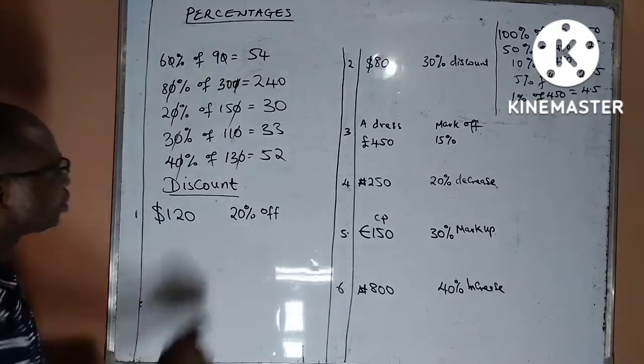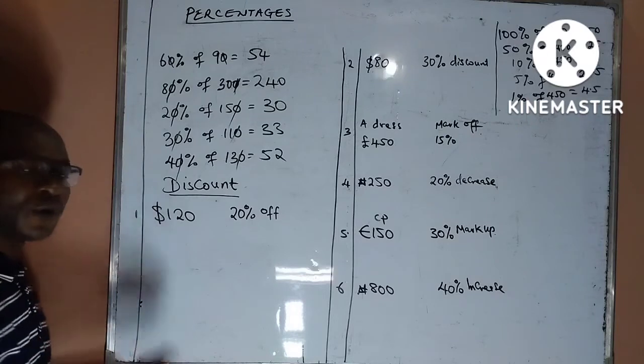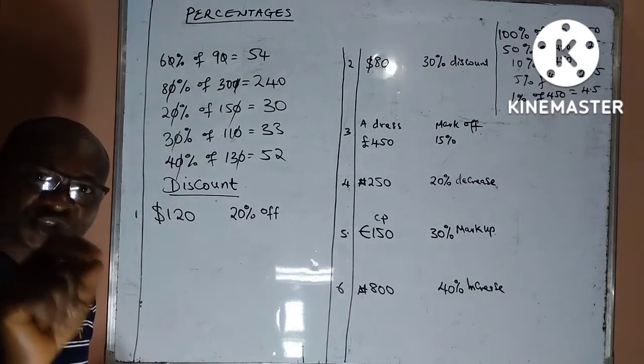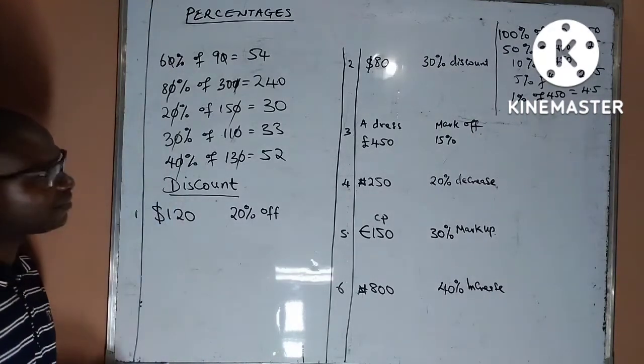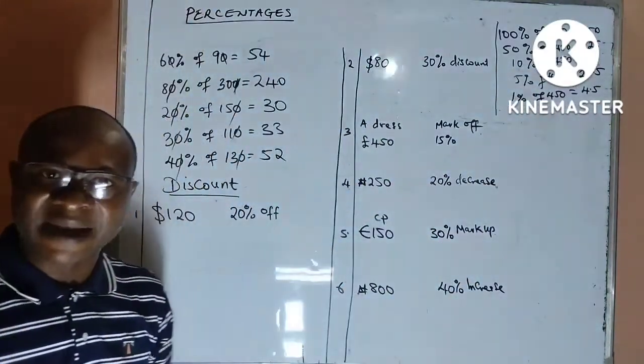What do you need to do? To find 20% of 120 and subtract it from $120 to know the actual value of that item. But we say that 10% of any number is divide that number by 10.